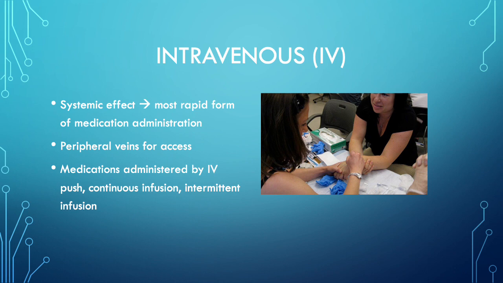Next, we have intravenous. Intravenous is going to be a systemic effect. It is the most rapid form of medication administration that we have. We do utilize peripheral venous access. We can give medications either through an IV push, a continuous IV infusion, or an intermittent infusion, which we also call an IV piggyback. This is a picture here of me starting my first ever IV in nursing school.